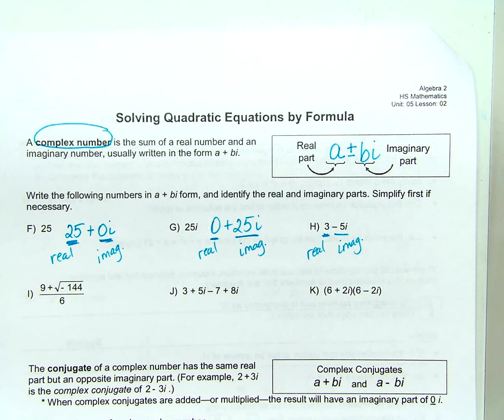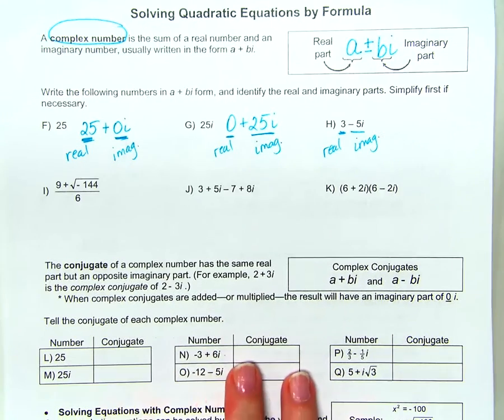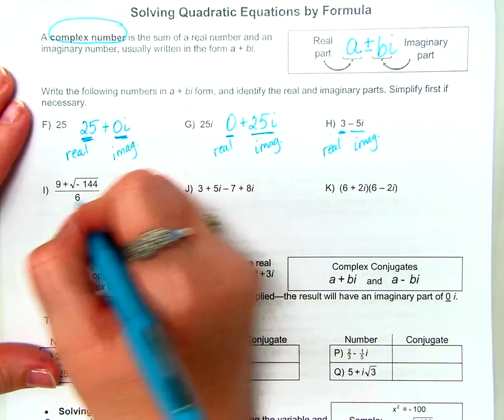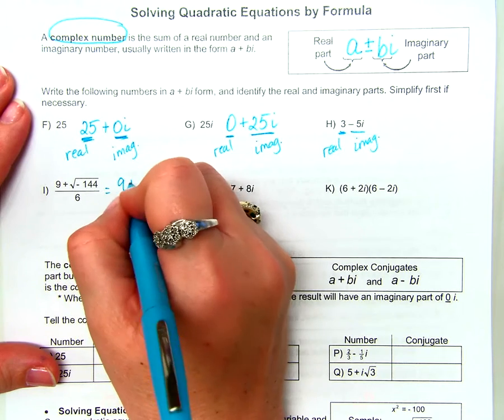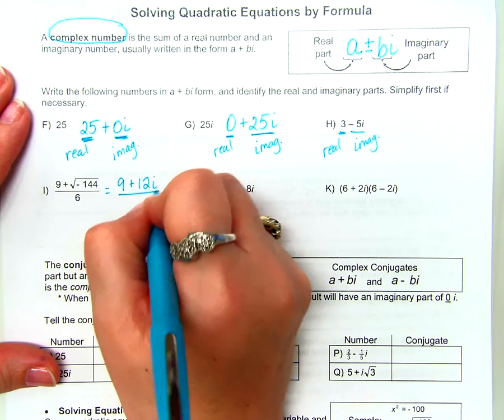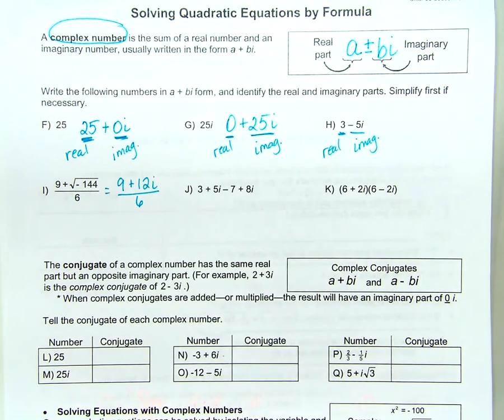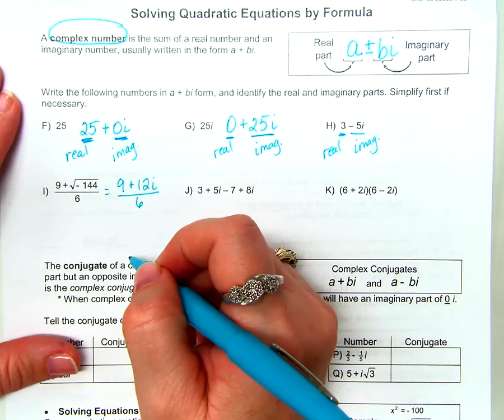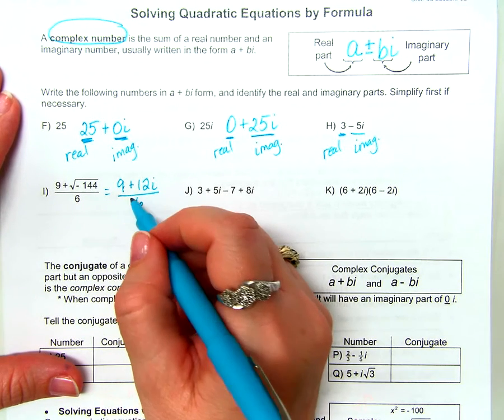Problem I. What is the square root of negative 144? 12i, right? So I have this equals 9 plus 12i divided by 6. There are 2 different ways to do this problem, and I'd like to show you both ways. First of all, I could take 6 and divide it into each term in the numerator, couldn't I? What is 9 divided by 6?